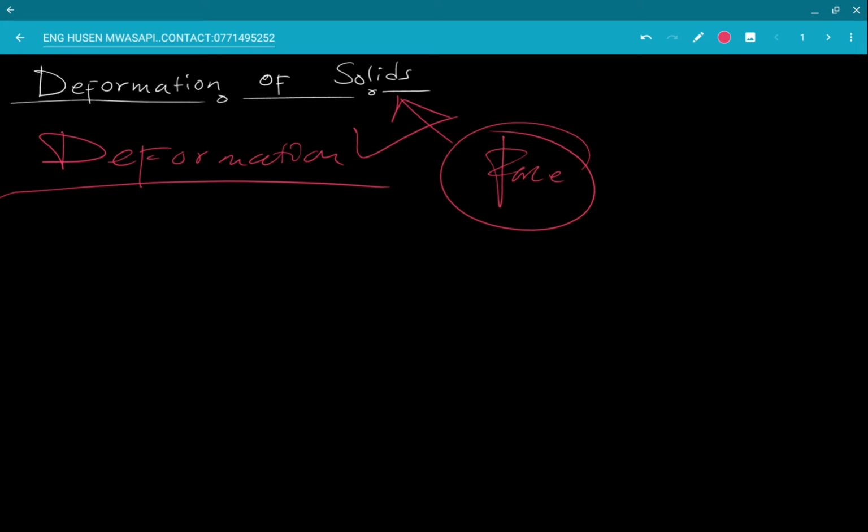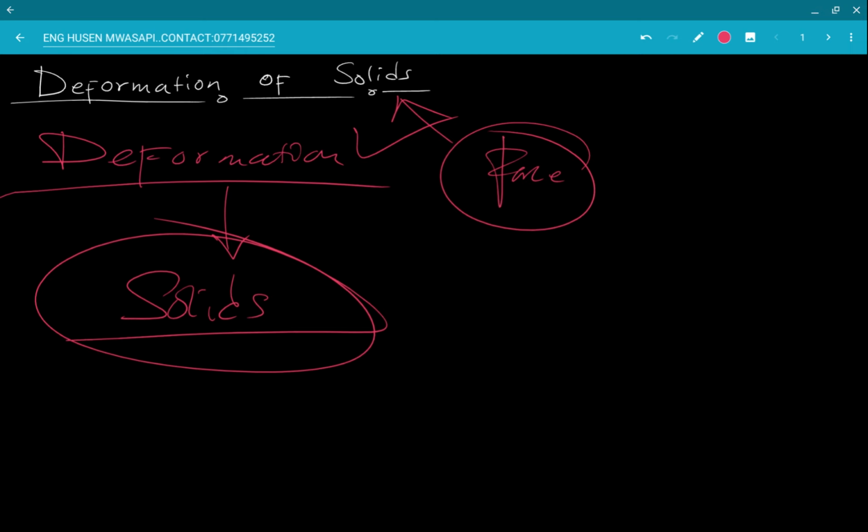Alright, so in a nutshell, I would say a change in shape due to the application of a force is what is known as deformation of what? Solids. Now, to easily understand this topic, we need first to understand the terms that are used under this topic. So now, what are these terms? Alright, let's start with basic terms.